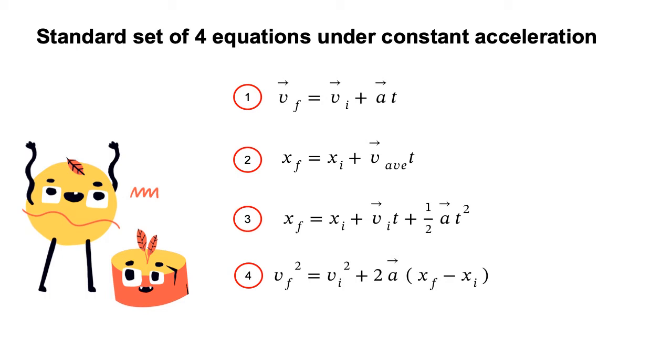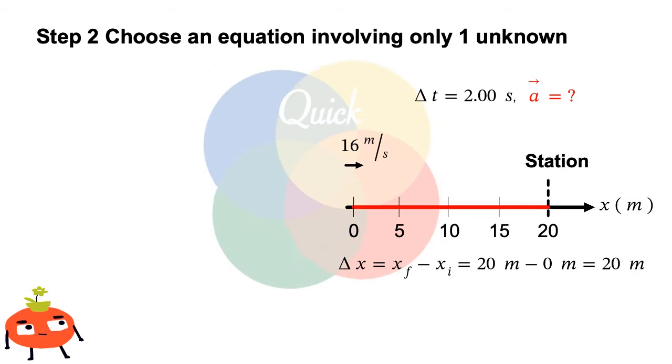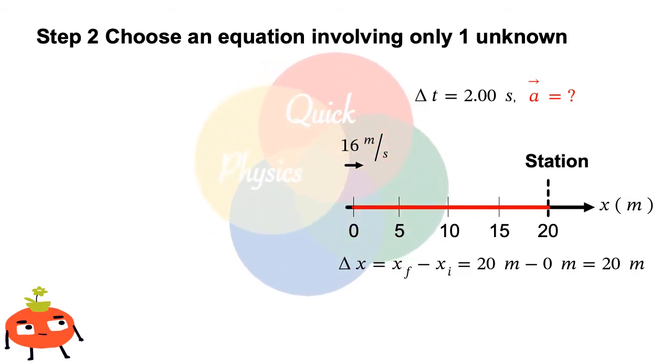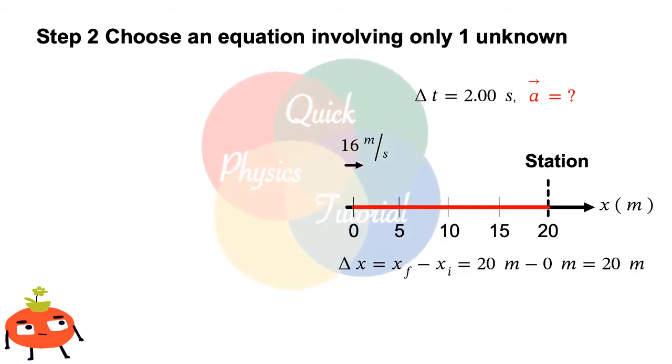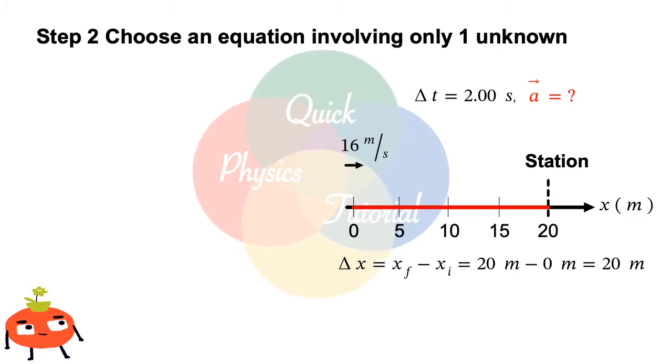Using these equations, we can now solve problems involving constant acceleration. Going back to the main problem of the train with initial speed of 16 meters per second and 20 meters away from the designated station, the problem asks for the acceleration of the train at 2 seconds. So we write the four standard equations.